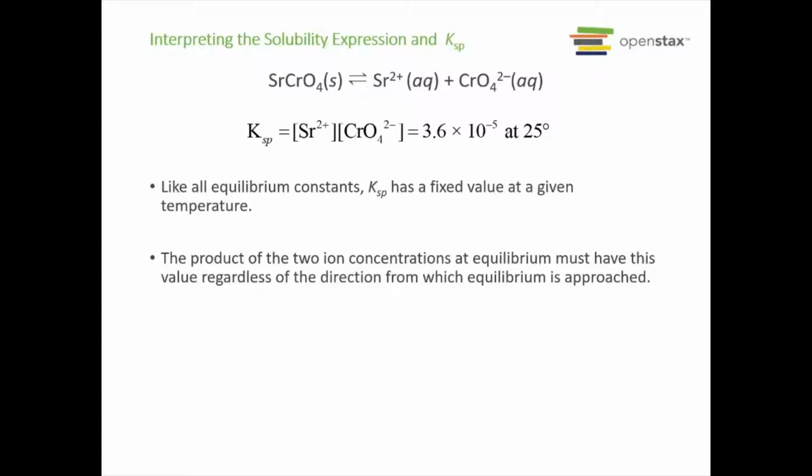The product of the 2 ion concentrations at equilibrium will have this value regardless of the direction in which equilibrium is approached. Just like before, if we change the concentration of one, the equilibrium is going to shift so that it can get back to where it was. The equilibrium constant does not change unless the temperature changes.